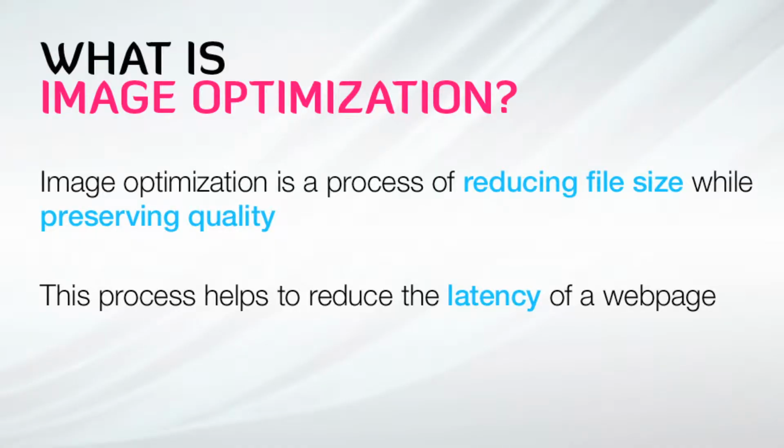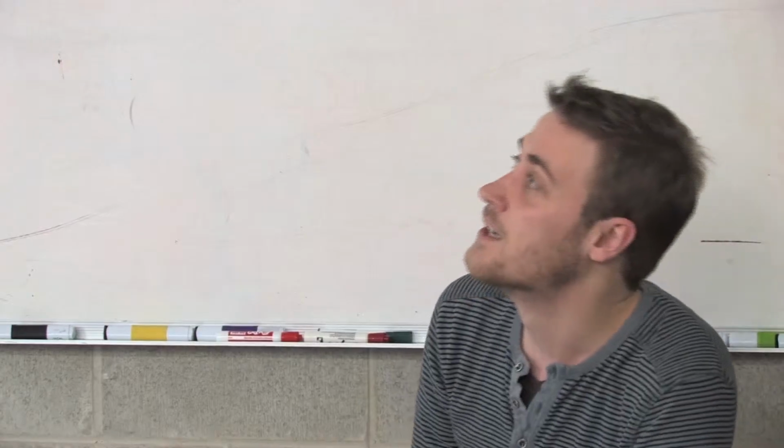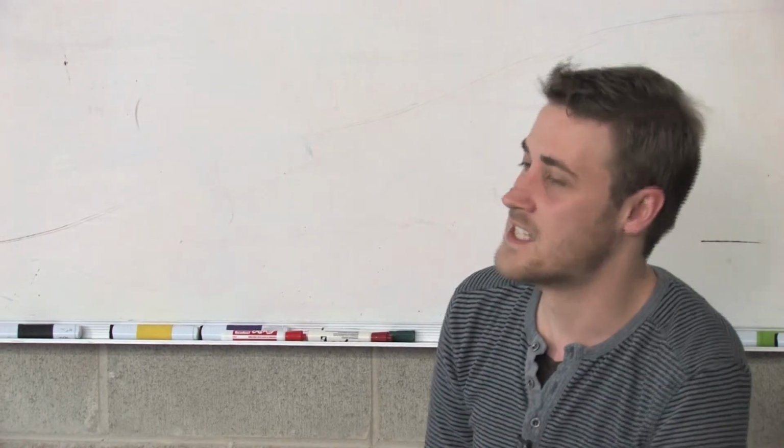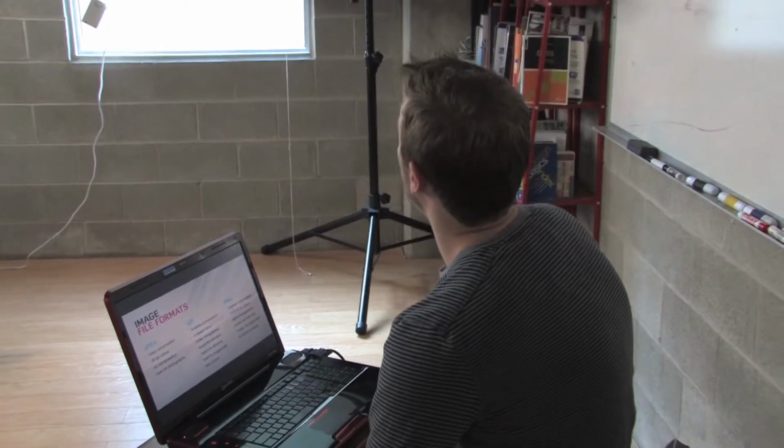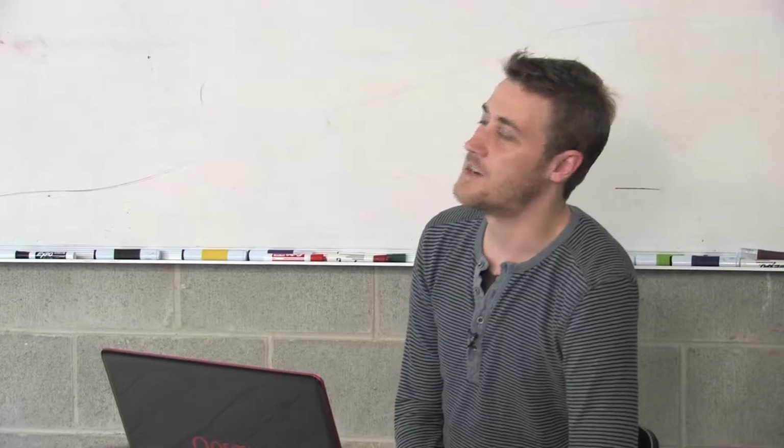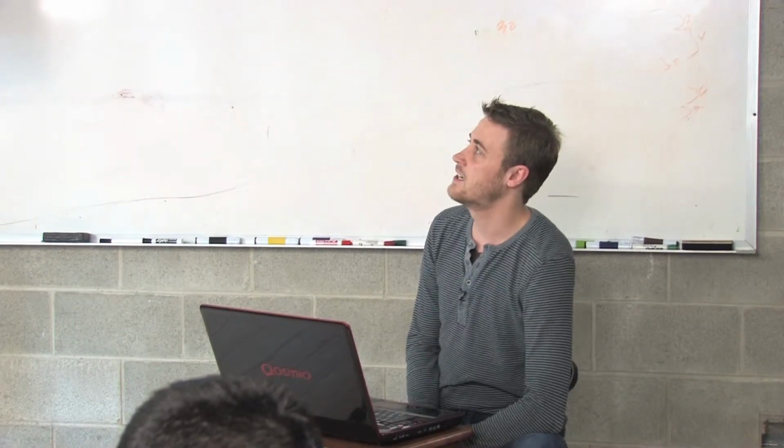All right, image optimization. What is it? Image optimization is the process of reducing the file size of an image while preserving its quality. This helps to reduce the latency of a web page. Latency means the load time. So when you're dealing with images for web, there are 3 basic file formats you're going to be dealing with: JPEG, GIF, and PNG. There's also bitmap, but you don't ever use bitmap on web.